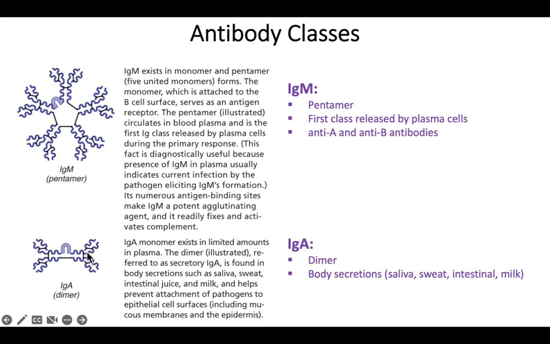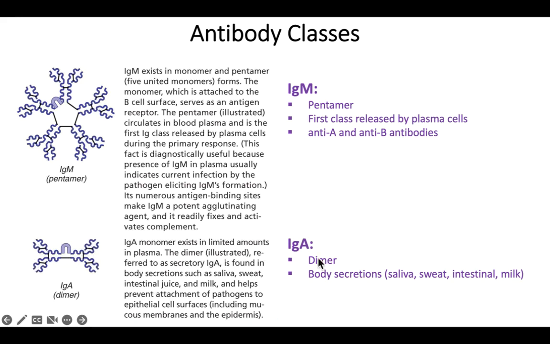IgA antibodies are dimers. So notice it's got 2 of these units here. An antibody unit kind of looks like the letter Y, where these ends are what recognizes or attaches to antigens. Those are called the antigen binding sites. So you'll notice that this guy has 10 antigen binding sites, so it can attach to 10 antigens. This guy has 4. It's got 1 there, 1 there, 1 there, and 1 there.